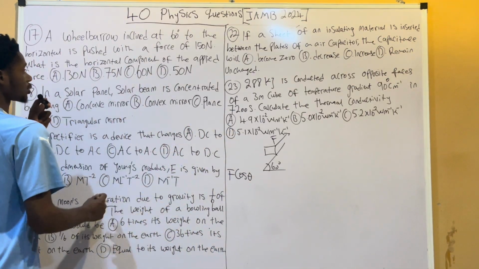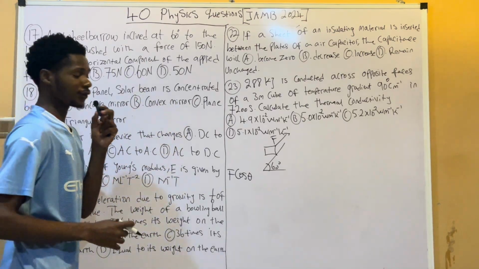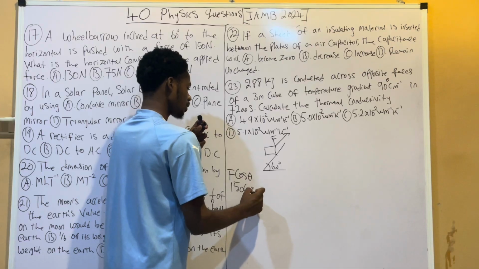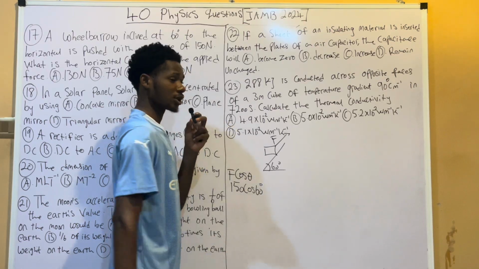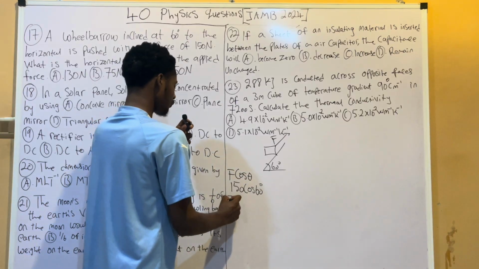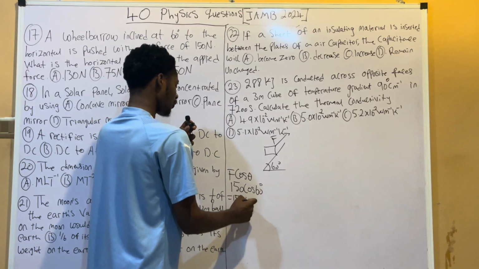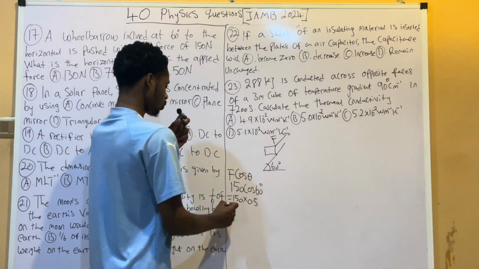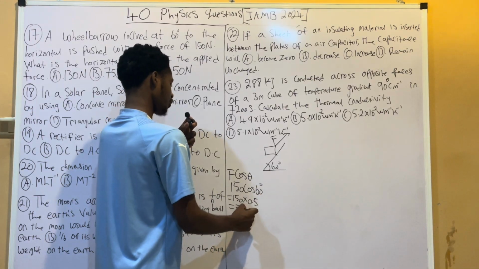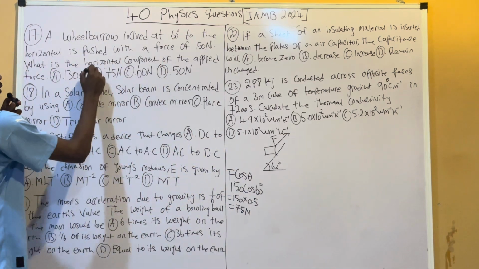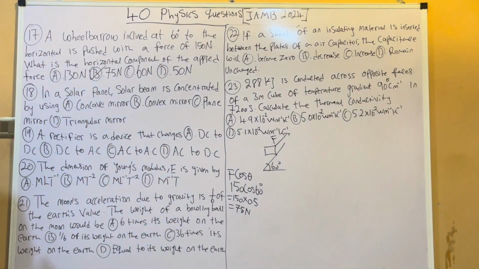Now, what is the force? The force is given as 150 newtons. So I'm going to have 150 newtons cosine of 60 degrees. Now, the cosine of 60 degrees is 0.5. 0.5 times 150 gives you 75, okay? So half of 150 would give you 75 newtons. So the horizontal component of the force is simply option B, which is 75 newtons.